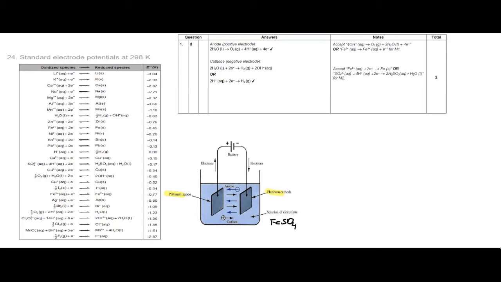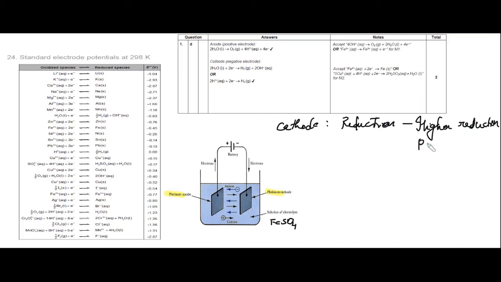Platinum is just an inert electrode. It will not participate in the reaction. Now, we have to know what reaction can happen at the cathode and what reaction can happen at the anode. At the cathode, reduction takes place, and reduction happens for the species with higher reduction potential. So those particles which have higher reduction potential will be getting reduced at the cathode.